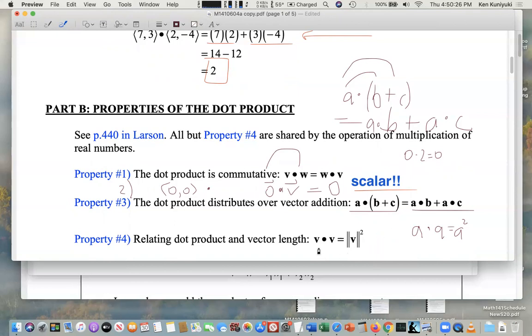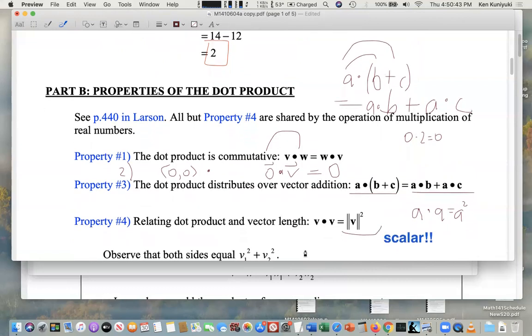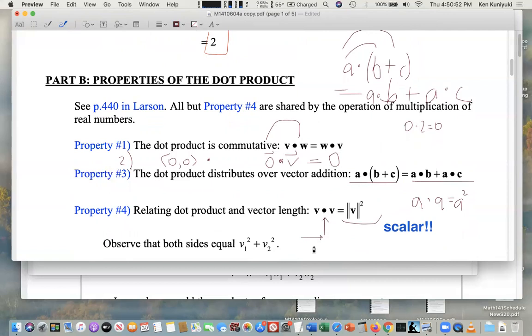V dot v, it turns out it's going to be the square of the length or magnitude of v. And by the way, this is a scalar, right? The dot product of two vectors is a scalar. This is, again, a scalar. You can think of it in terms of the Pythagorean theorem, maybe, right? Imagine an isosceles right triangle. It's kind of like the idea. So v dot v equals the magnitude of v squared.